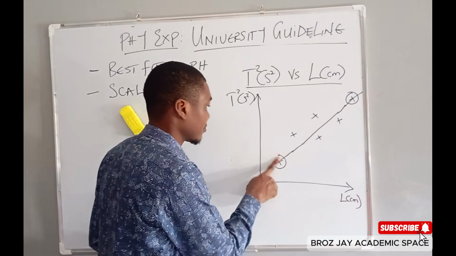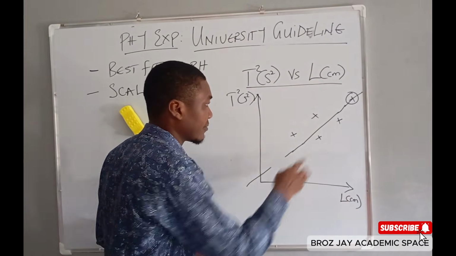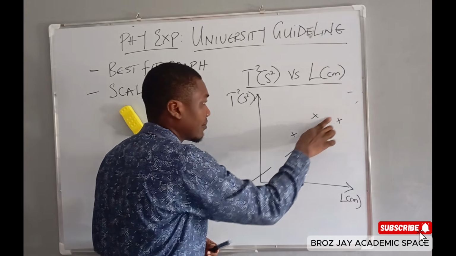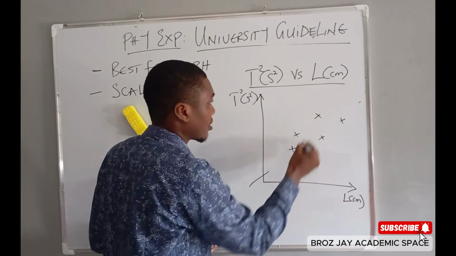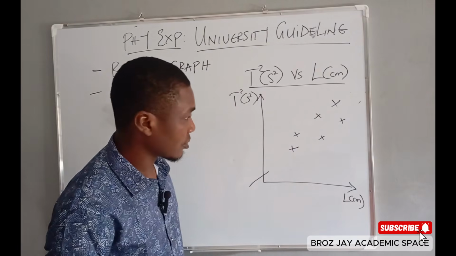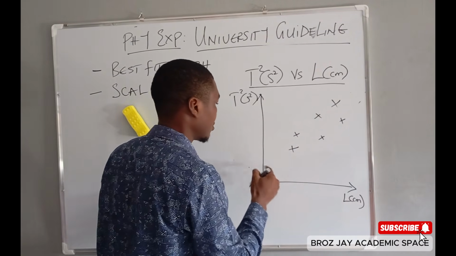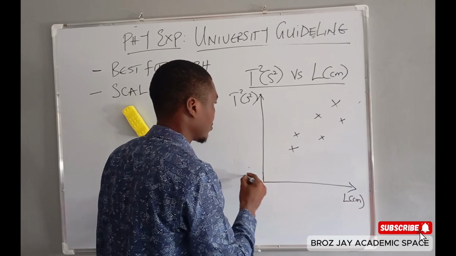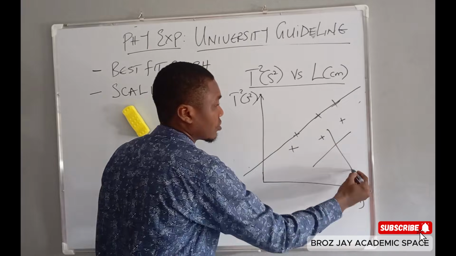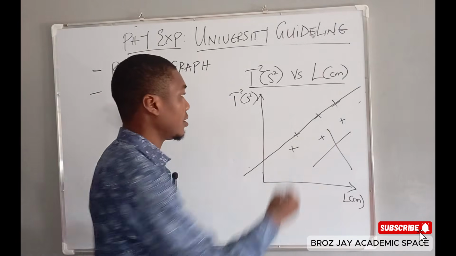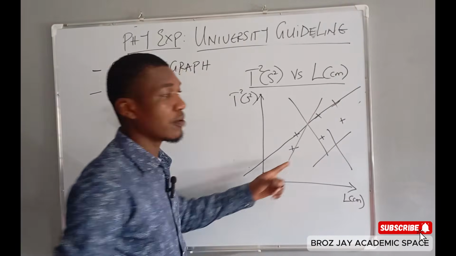Now, this is not a best fit graph. Let me assume I have another point, and I have another point, and somebody decides to draw this. This is wrong. This is completely wrong. This is not a best fit graph.